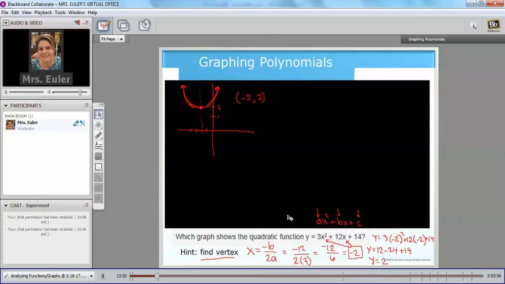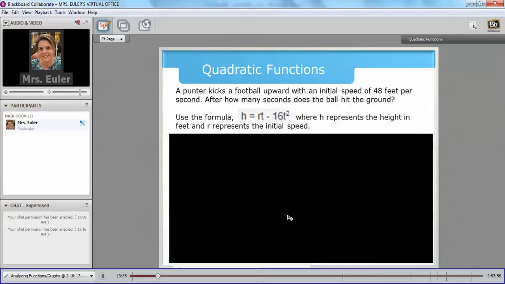So, again, just a reminder, graphing polynomials, it's going to be important for us to recognize, number one, what the ends of the graph are doing, whether they're pointing up or down, same or different, and where the vertex of the parabola is located, and we use this little vertex formula to do that. All right, so we're going to see several examples of these. Another quadratic function type problem.